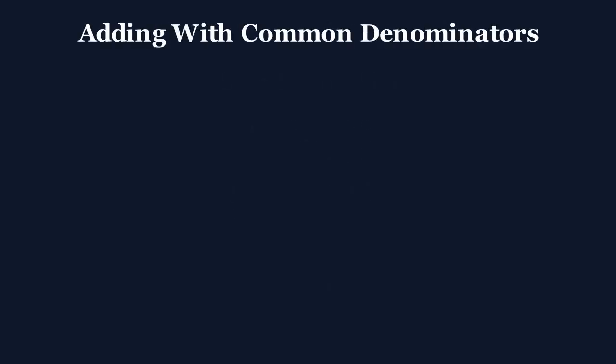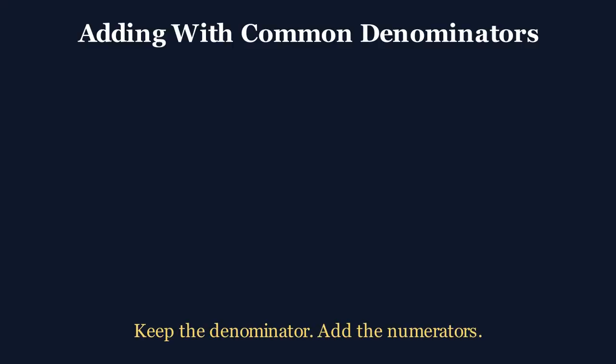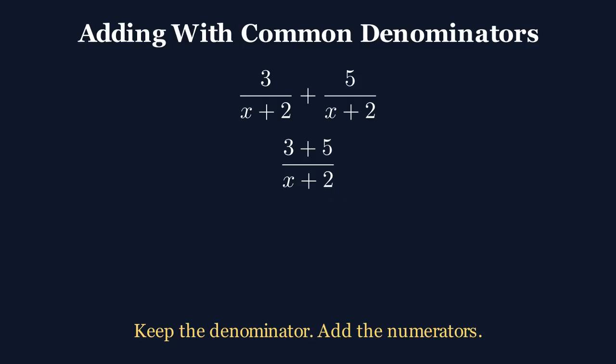Adding rational expressions with a common denominator works like ordinary fractions. Keep the denominator and add the numerators. For example, 3 over x plus 2 plus 5 over x plus 2 equals 8 over x plus 2. The restriction is x cannot equal negative 2. A common denominator makes the problem quick.